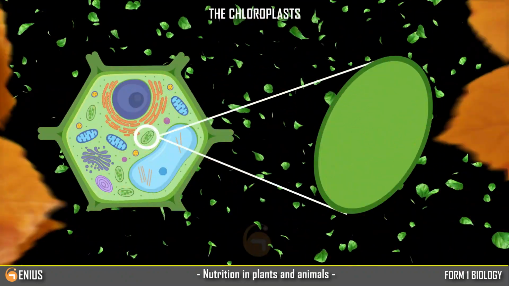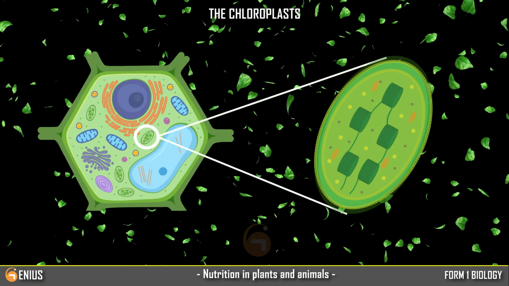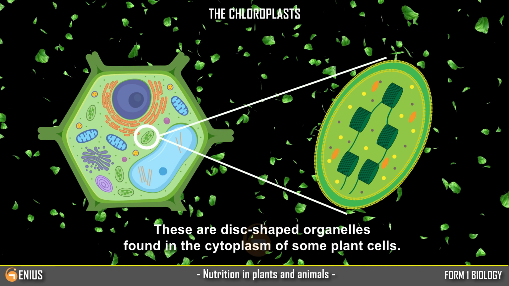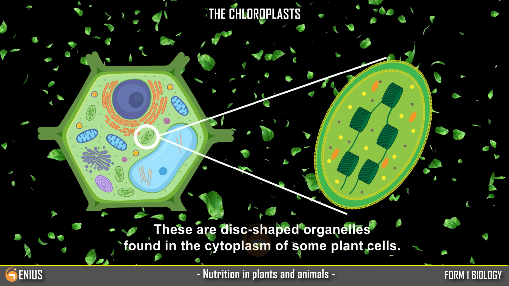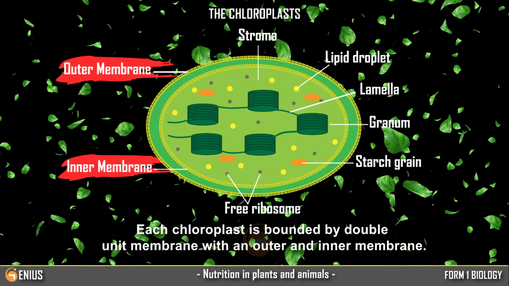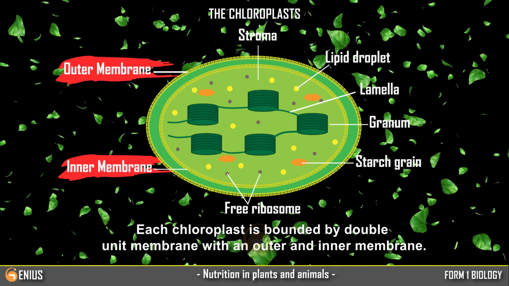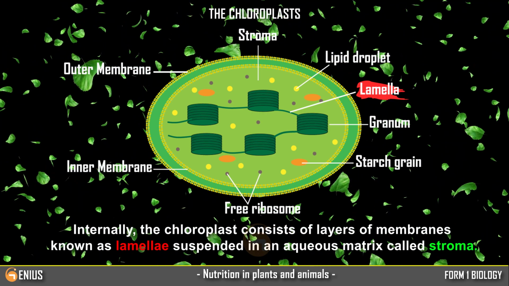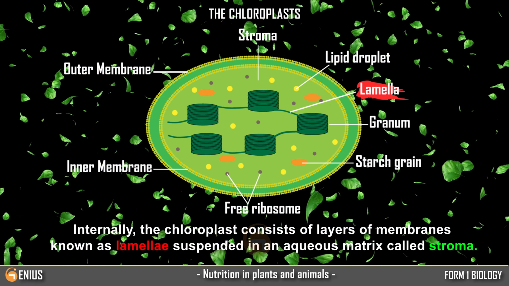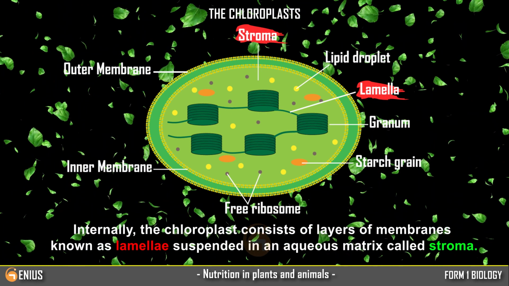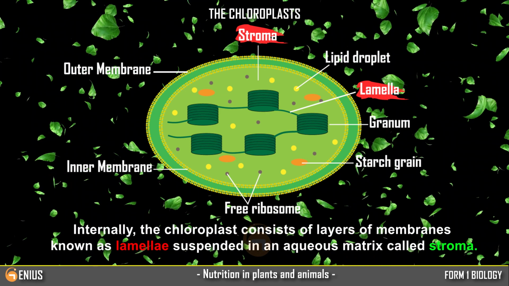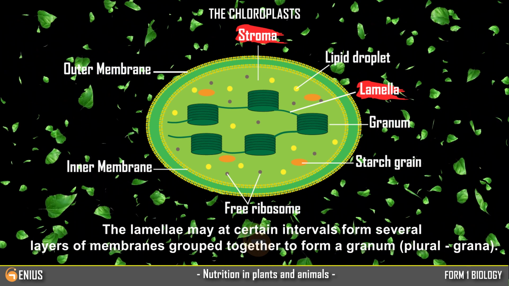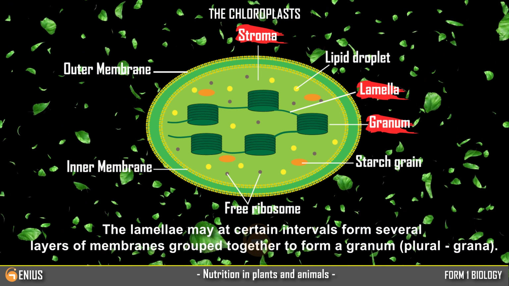The chloroplasts. These are disc-shaped organelles found in the cytoplasm of some plant cells. Each chloroplast is bounded by a double-unit membrane with an outer and inner membrane. Internally, the chloroplast consists of layers of membranes known as lamellae suspended in an aqueous matrix called stroma. The lamellae may at certain intervals form several layers of membranes grouped together to form a granum, plural, grana.